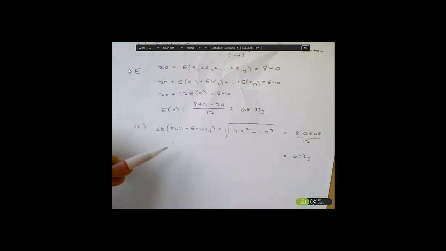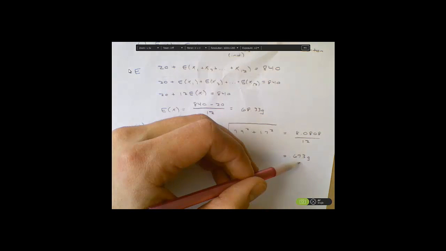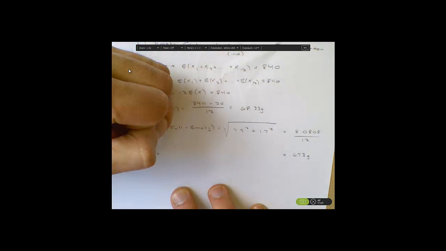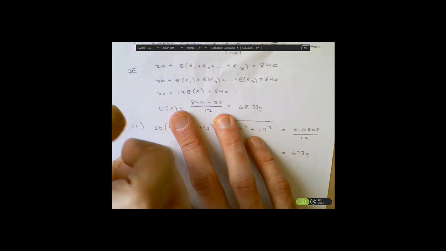So let me make some corrections to what I have so you can kind of see what I did. I took the standard deviation of the full carton minus the empty carton and ended up dividing that by 12, which you can see is incorrect. So what I needed to do was the standard deviation of the full carton, find the variance, so the 7.9 squared. I don't need to write this out.